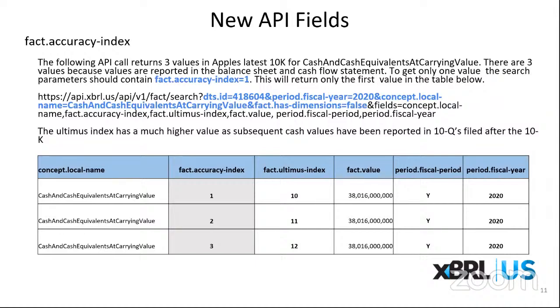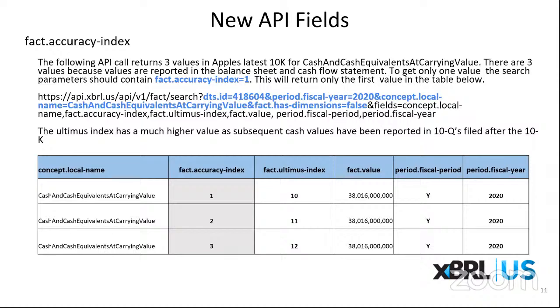So in many cases, you want to say, give me the fact Ultimus index of 1. And that's typically when you're searching across multiple filings, because you want to get the latest value that was reported for cash and cash equivalents at the year end 2020. But the fact Ultimus index is good when you're just looking at the data within a filing. And if you're looking at data within a specific filing, you don't want to use the fact Ultimus index, because if you say it equals 1 on a specific filing, you may not get the fact, just because that fact has been reported in subsequent filings to the one you're looking at.